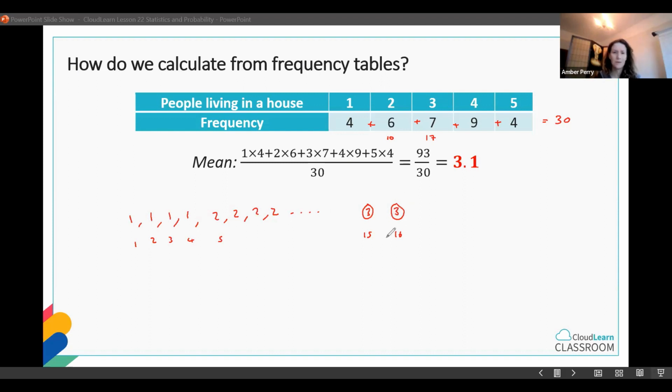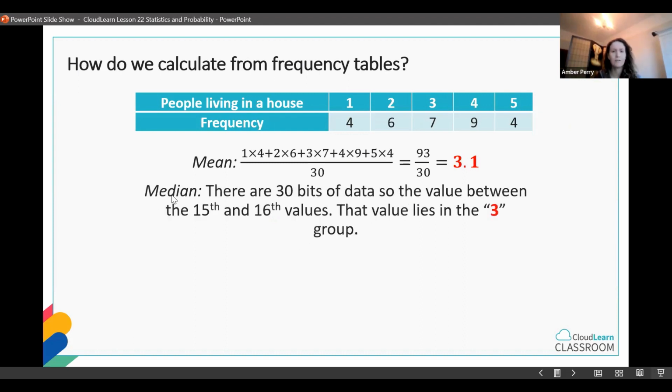Okay, so hopefully that makes sense. Do let me know if you want me to go through that again, because it's a bit tricky. Lost my mouse a second, moving on. Okay, so 30 bits of data. The value between the 15th and 16th value is a 3. Okay, it lies in that 3 group.